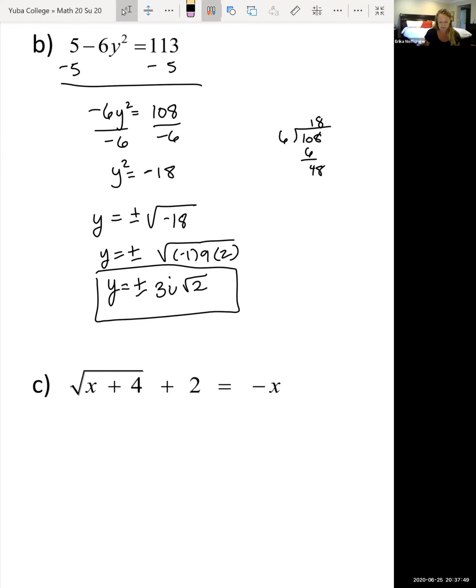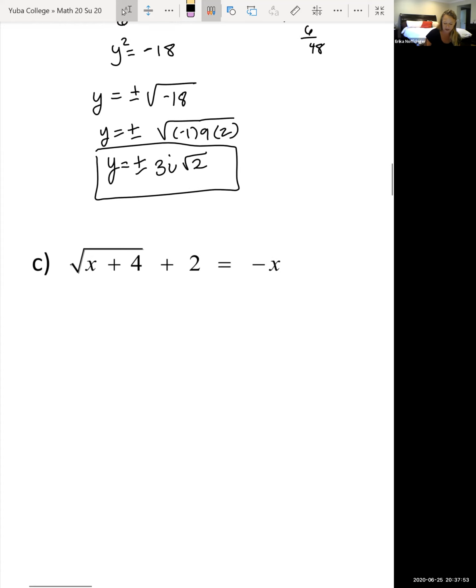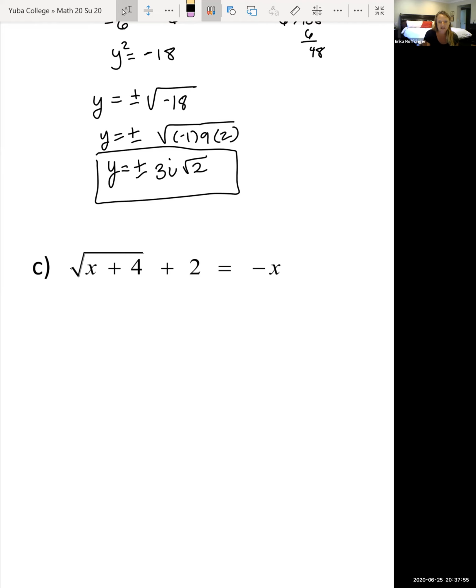Okay, so the next type we have is a radical equation. So the first step you want to do is isolate your radical. And so we can do that by subtracting 2 on both sides. So we have the square root of x plus 4 is equal to, so let's subtract 2 on both sides, -x minus 2.